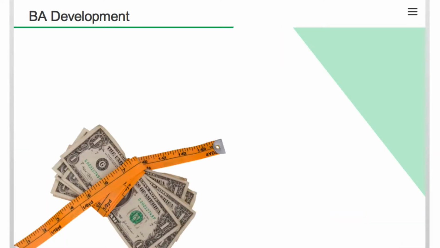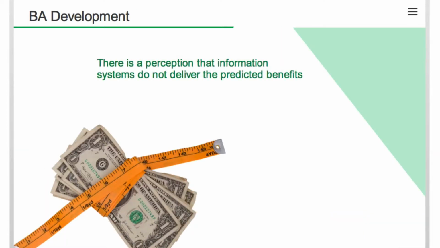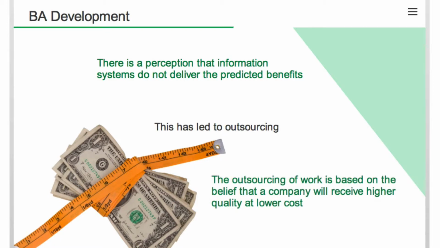As you will have noticed from the previous exercise, there is a perception that all too frequently, information systems do not deliver the predicted benefits. This has led to a shift to outsourcing, often in a drive to reduce costs or due to a lack of IT expertise at senior management level. The outsourcing of work is based on the belief that a company will receive higher quality at lower cost. In theory, this approach has much to recommend it, but it can create communication issues between the business and the outsourced development team.